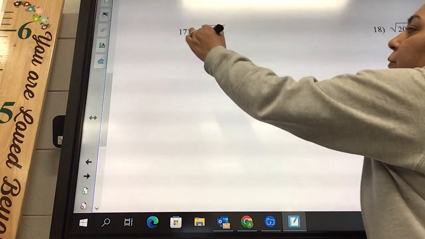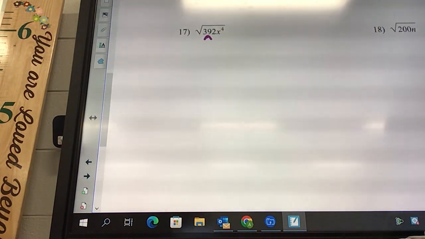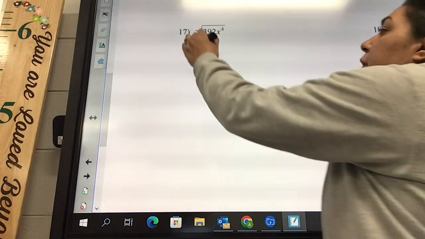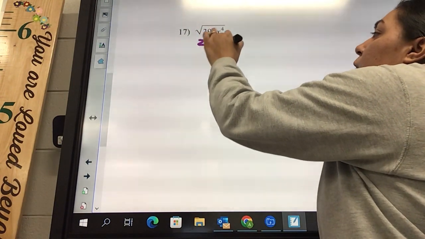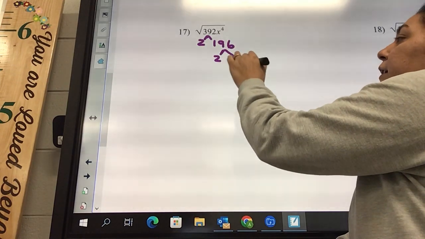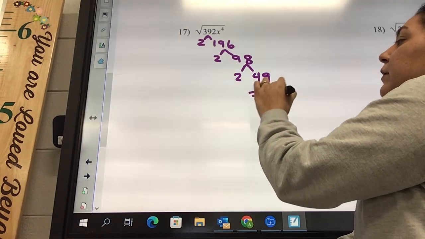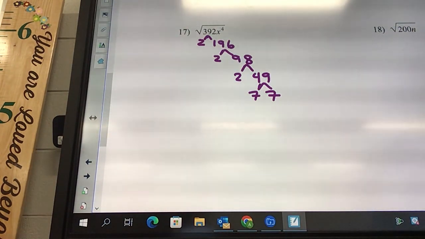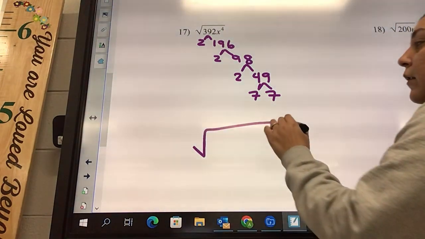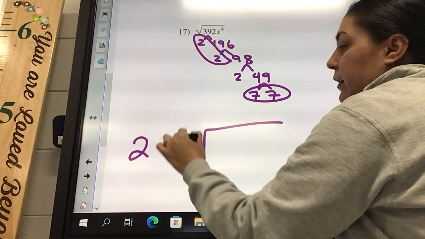392. What are some factors of 392? 2 and 196. 2 and 98. 2 and 49. 7 and 7. Okay, what is the number on the outside? 2. So who can go? 2 and 7. A group of 2 and a group of 7. So we're going to say 2 and 7.